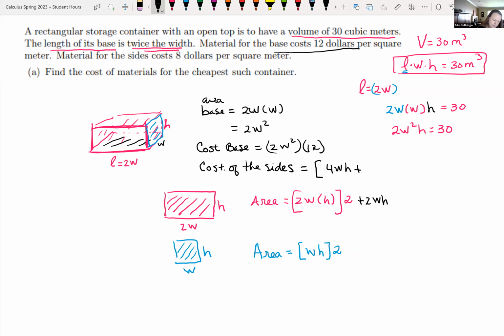This is all times the cost of the material, which is $8. Oops, I moved it in the wrong spot. Here's 2WH, all times 8. Erase that. Okay, so I can simplify that even more because I have 4WH plus 2WH inside the bracket. And so this is equal to 6WH.